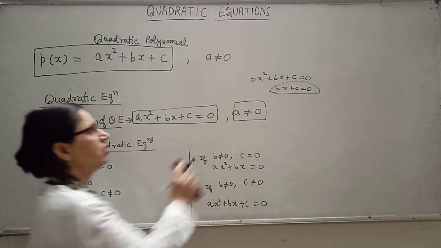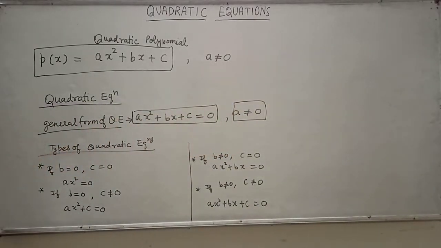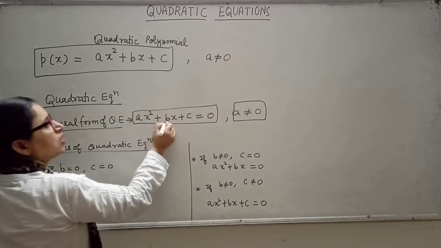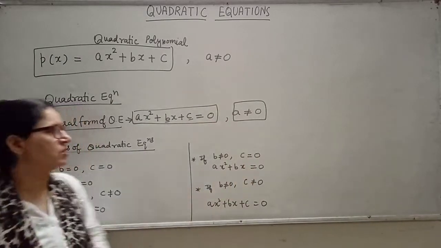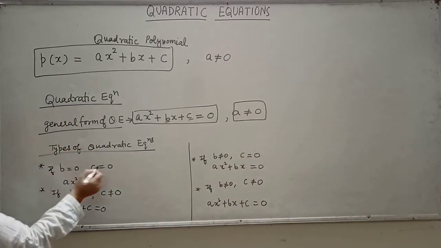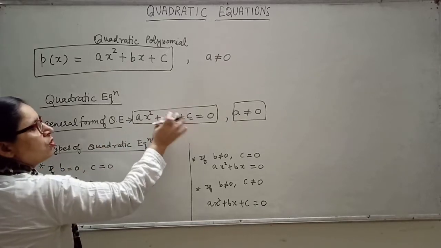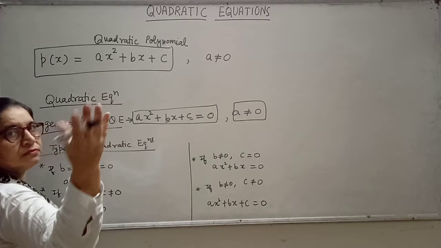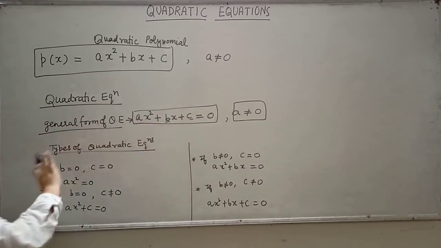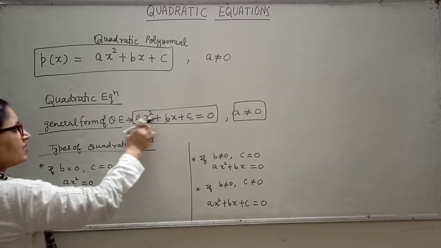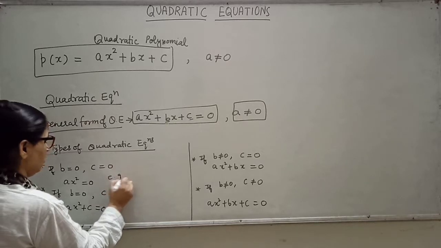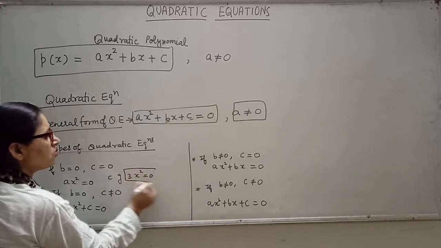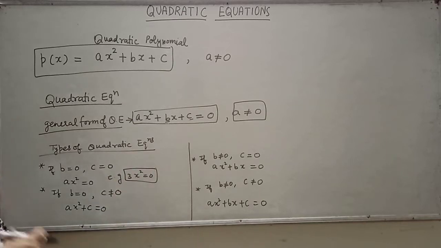So now, what are the different types of quadratic equations? They depend on different conditions for b and c, because for a it is the fixed condition that a can never be equal to 0. If b equal to 0 and c is equal to 0, both are gone, b and c both will be removed from here. So only ax square is left: ax square equal to 0. For example, 3x square equal to 0. This is a quadratic equation. 4x square equal to 0, or only x square equal to 0. Such types of equations.